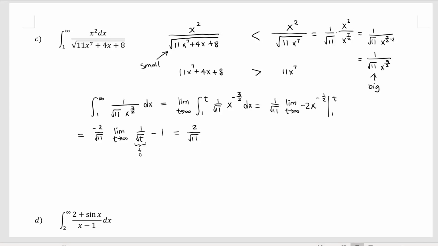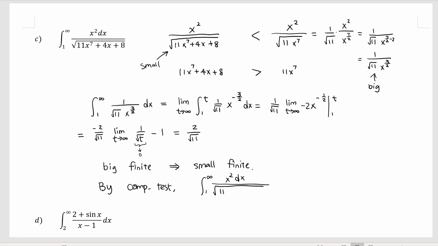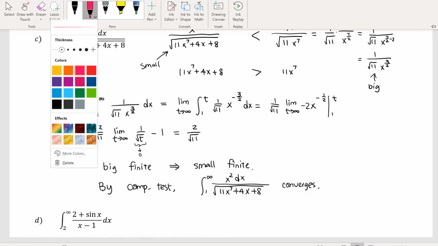So the big guy is finite. What can you say about the small guy? Also finite. So that's why you say by the comparison test, our integral of 1 over the square root of 11x to the 7 plus 4x plus 8 is finite, which means it converges. Okay, so right now, let me ask you a question. Okay, so questions.